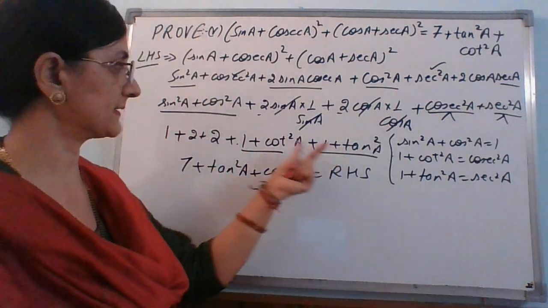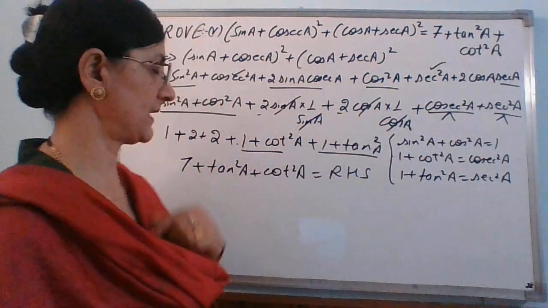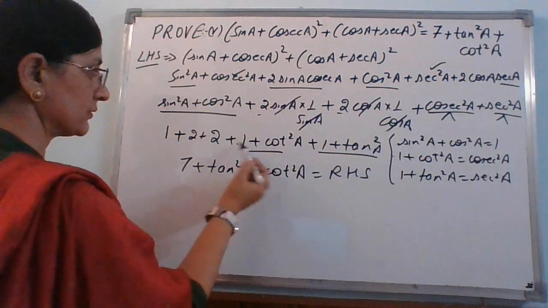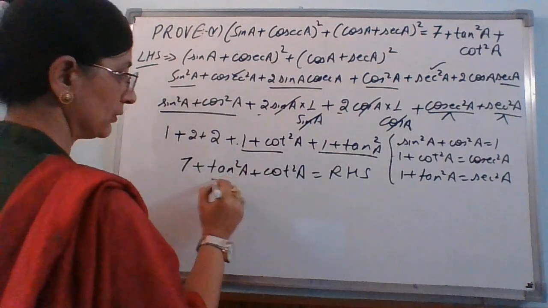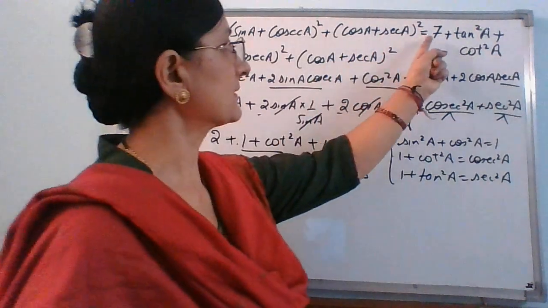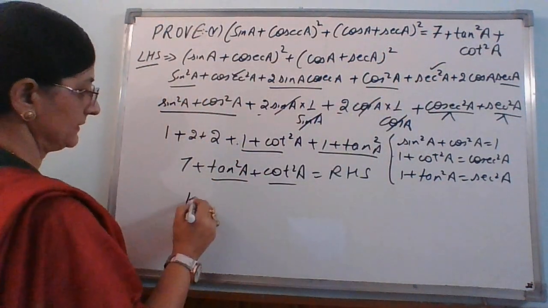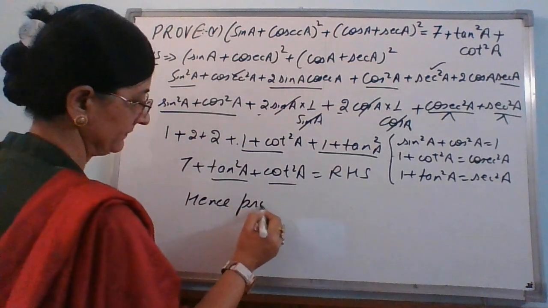So ये दोनों आइडेंटिटीज किसके जगह लगी? कोसिकेंट स्क्वायर 1 plus cot square, secant square 1 plus tan square. वहां से और आगे नंबर्स 1 2 दिस टोटल 7 हो गया और cot square tan square and that was the required RHS 7 plus tan square plus cot square, right? So this is RHS and hence proved, right?